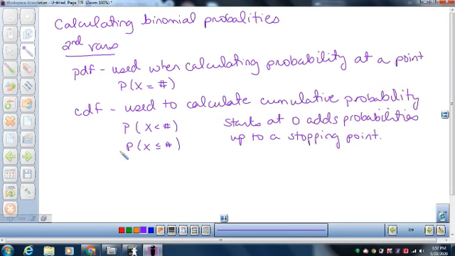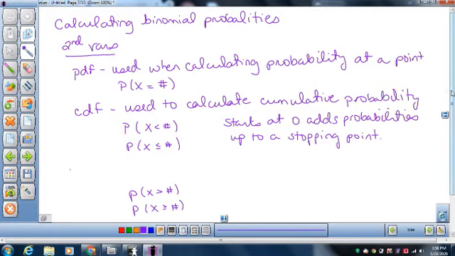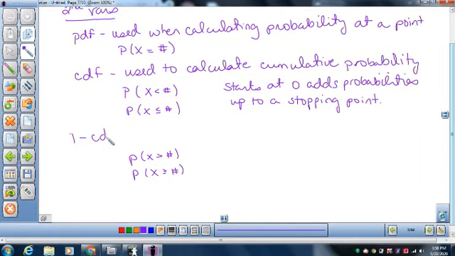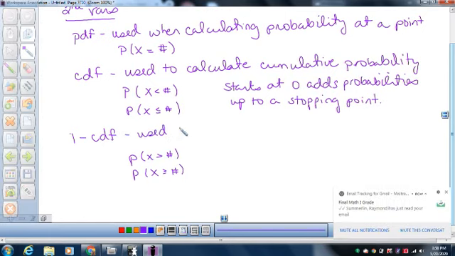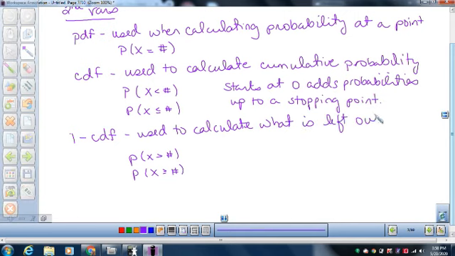Now, unless you have a new calculator, anytime you want to calculate greater than or greater than or equal to, since cumulative always starts at zero and adds up, you're going to have to put into your calculator, and I'll show this to you in an example, 1 minus the CDF function. So this is used to calculate what is left over, because it will add up the probabilities that you don't want, and when you subtract those from 1, you'll get what's left over, which is what you want left.